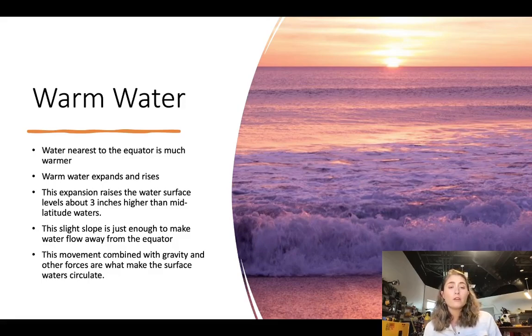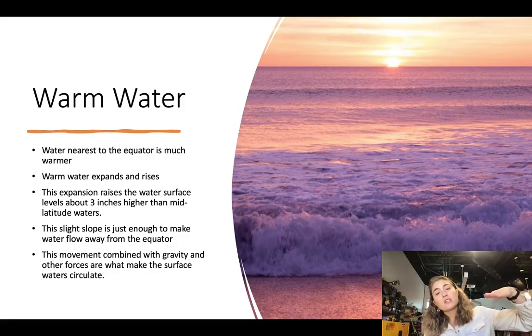Water near the equator tends to be much warmer. We know that warmer water tends to expand. It takes up much more room. The expansion of this water actually makes the water level higher. As that warm water expands, the ocean level actually rises. In fact, it's about 3 inches higher than mid-latitude waters and even higher than polar waters. So basically we have this slight slope on our water levels, meaning nearest the equator the ocean level is higher, and nearer the poles the ocean level is much lower.